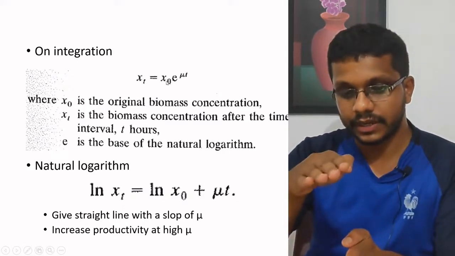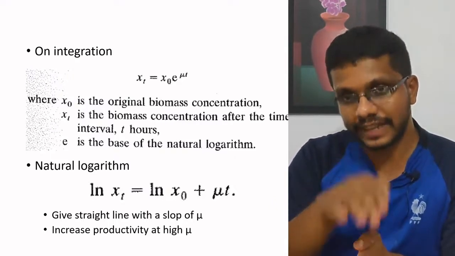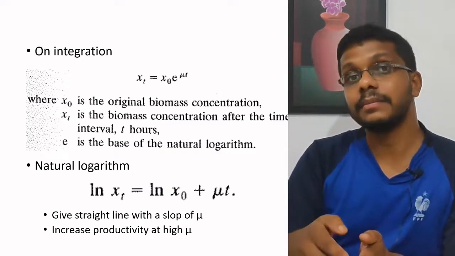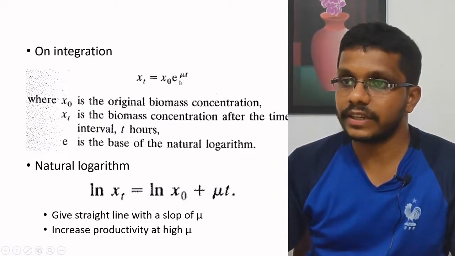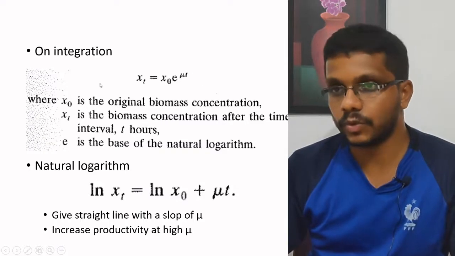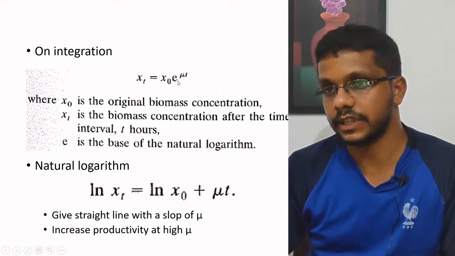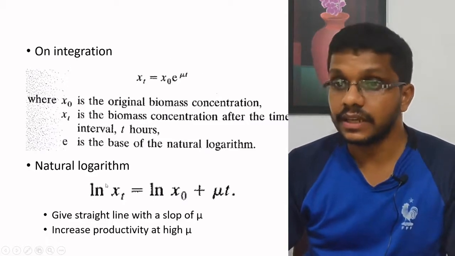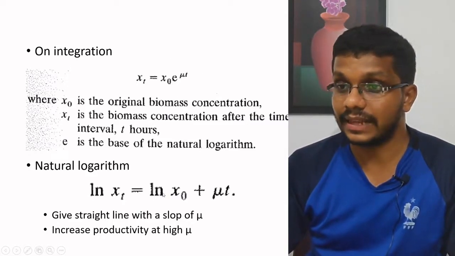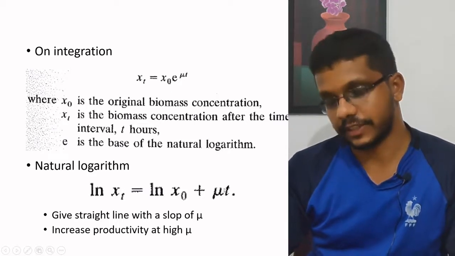If you are doing an experiment right now, the biomass right now is x0. Xt is the biomass after 1 hour, or a specific amount of time. E is the base of the natural logarithm, mu is the specific growth rate, t is the time. So on integration of this equation, we get xt is equal to x0 into e raised to mu t. We can take the natural logarithm of this equation, then we end up with ln xt is equal to ln x0 plus mu t. Same as this equation: ln xt is equal to ln x0 plus mu t.